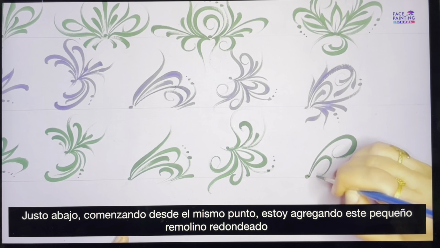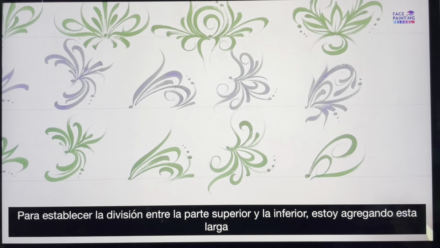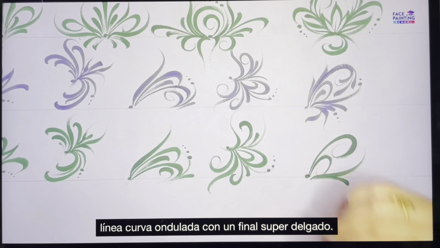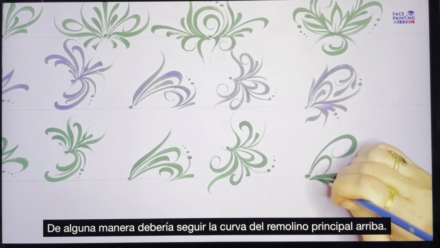Right below, starting from the same point, I'm adding this little rounded swirl, which is much similar to a petal but not closed. To state the division between the upper and the lower part, I'm adding this long curved wavy line with a super thin ending. It somehow should follow the bending of the main swirl above.